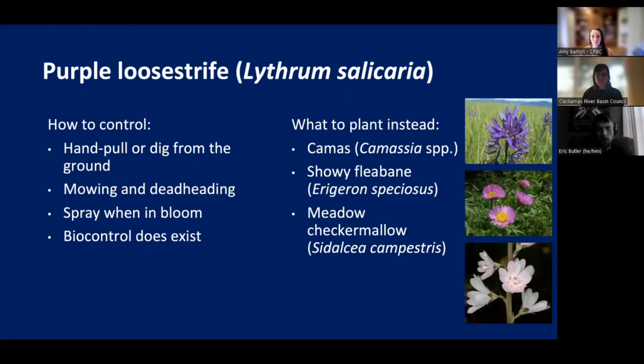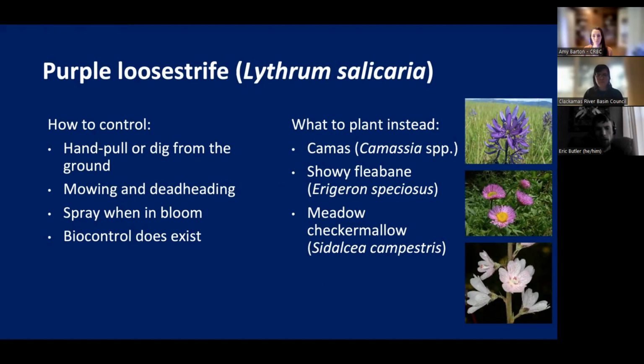Thankfully, purple loosestrife is relatively easy to control. If you have small populations, you can hand pull it or dig it from the ground. The root systems are fairly shallow, and I've successfully hand pulled the stuff from gravel and cobble bars along the Clackamas River. But if you've got heavier soils, a shovel works pretty well too.